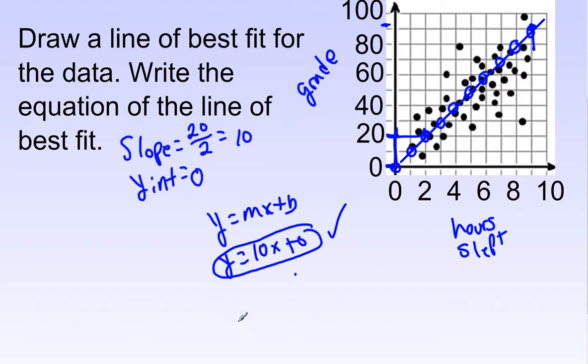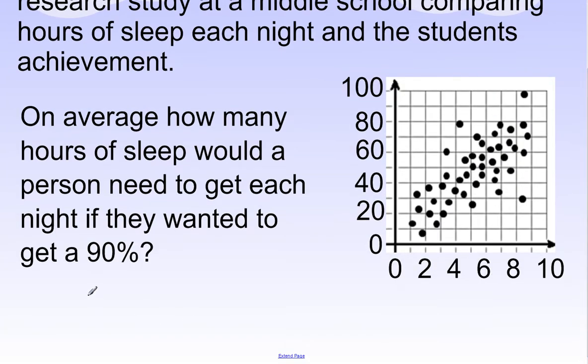And if we try to use this using our model, using our equation, check this out. If they wanted a 90%, if they wanted a grade of 90, grade was their y variable, divide by 10, divide by 10, we'd find an x value of 9. They would need 9 hours of sleep to get a score of 90. So 9 hours of sleep. Now, this data is not entirely realistic, but you get the idea. It's using the data to answer questions. That's what we mean by interpreting the scatter plot.